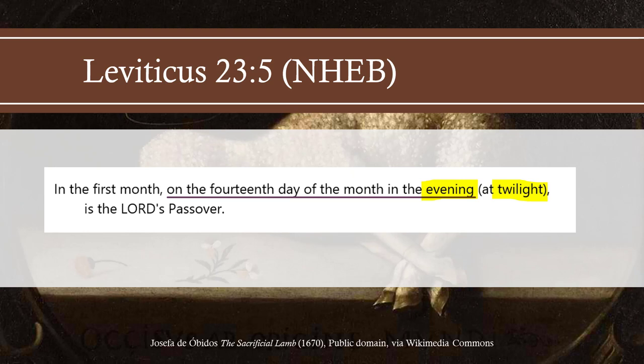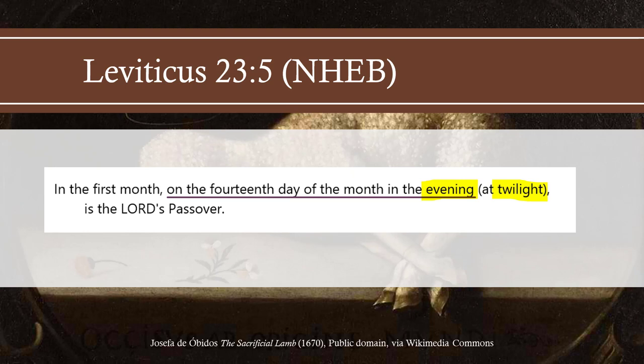Because you notice here in Leviticus, there's no mention of a sacrifice. And if you're going to have a sacrifice, you need to have a time for that. Here it says in the evening or at twilight, but we're going to find out that's actually incorrect. So you might need your pen to make a correction. Jewish holidays usually start with an evening meal, right? Right at the beginning of the day, you're going to have a meal. That's going to be the festival of unleavened bread.